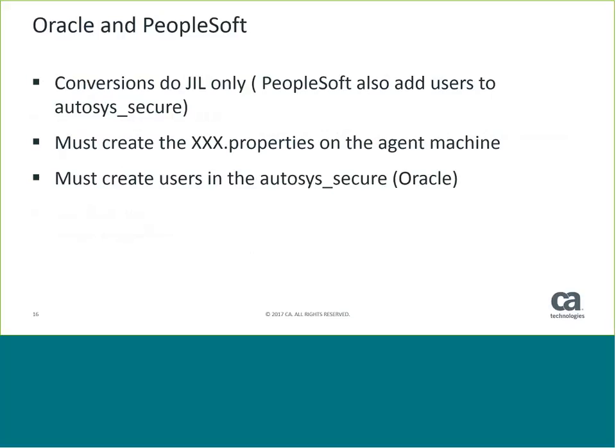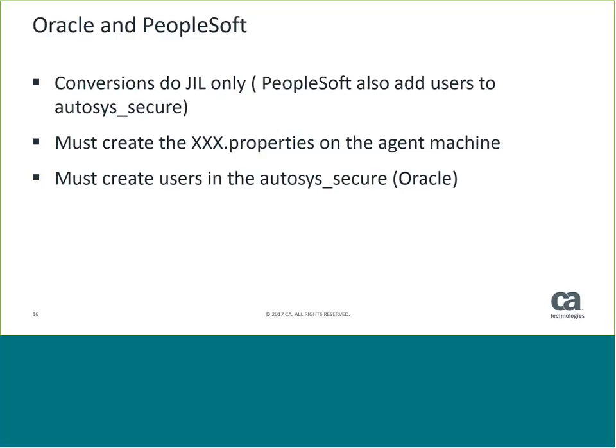So with Oracle and PeopleSoft, we do the conversion of the JIL. For PeopleSoft, we also add the users into AutoSys Secure. So we look at that hidden .rc file for PeopleSoft, and we translate those and add them into AutoSys Secure. For Oracle, it's a DIY project; you're going to need to add those users to AutoSys Secure. Now, if you have hundreds of them, give us a call. Let's see what we can do.